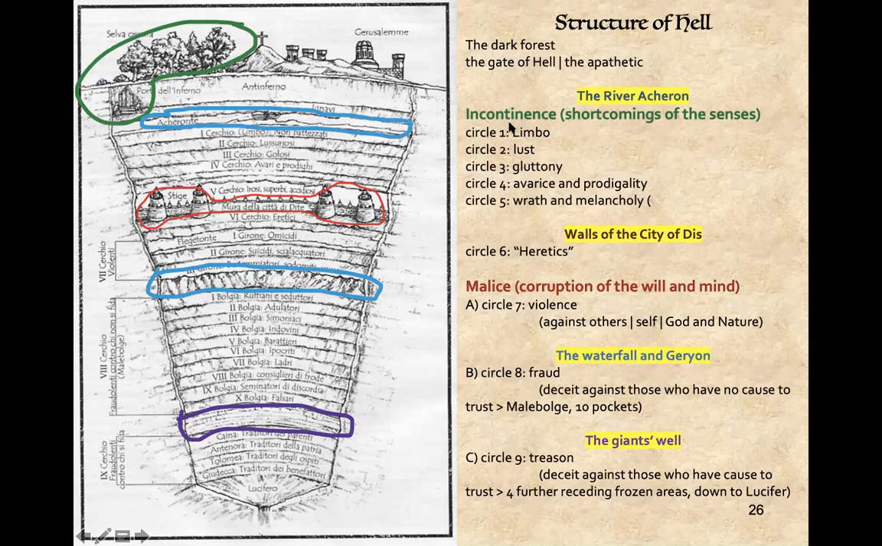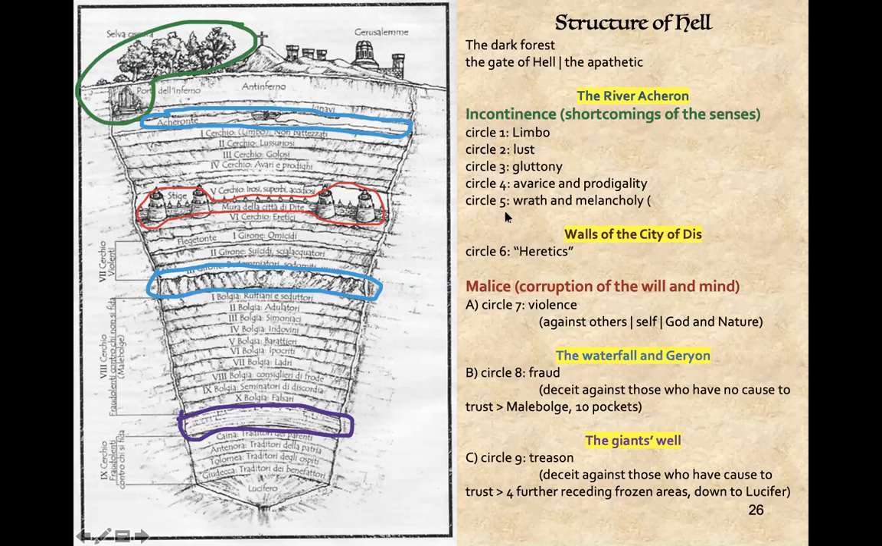Then we have 5 circles, and these 5 circles are those of upper hell, which Virgil explains later on in Canto 11, that are the circles in which the souls of those who failed through shortcoming of the senses are meeting and facing the suffering that is the outcome of their shortcomings.